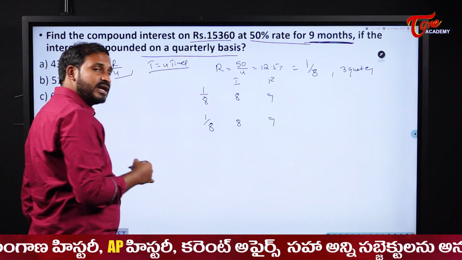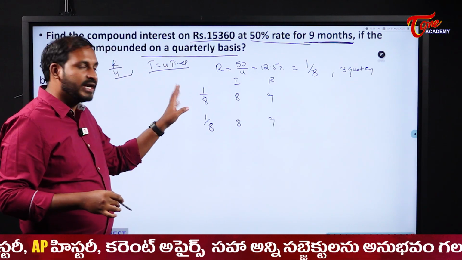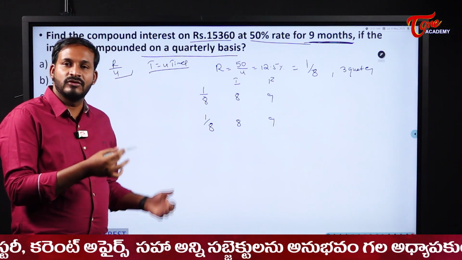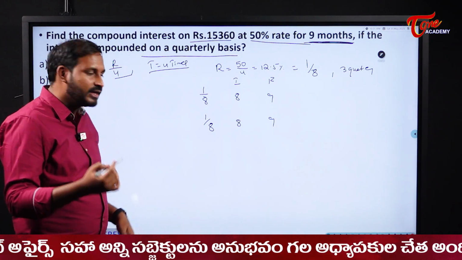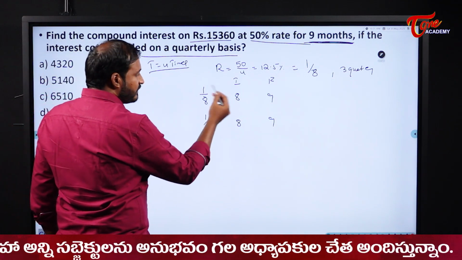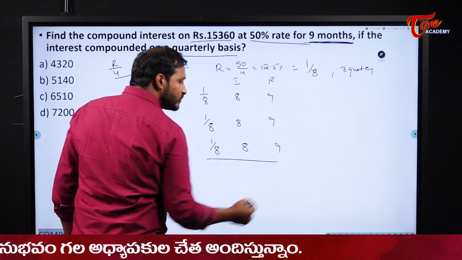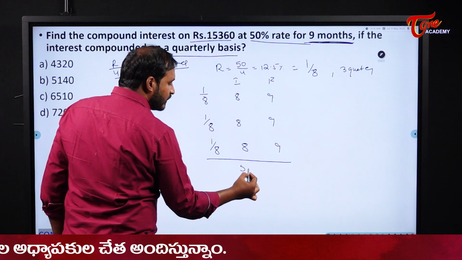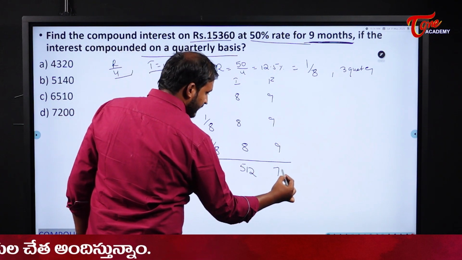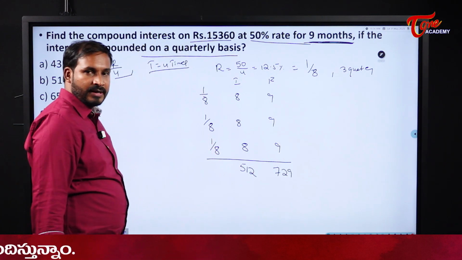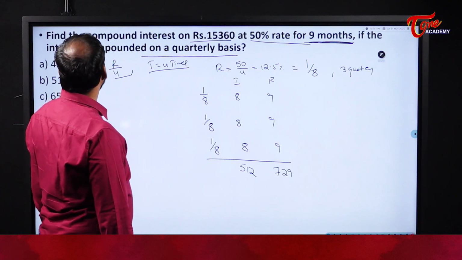See here, students, everything is in an incremental manner, so you can directly add, because there is no chance of decreasing, only increasing. So 8 plus 1 is 9, 8 plus 1 is 9, next 1 by 8, 8 plus 1 is 9. So in total, the principal becomes 512 parts and the amount becomes 729 parts.